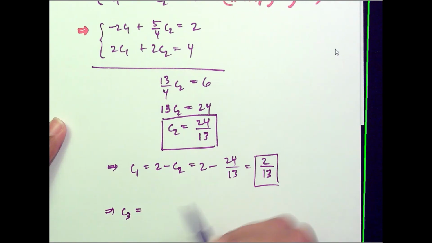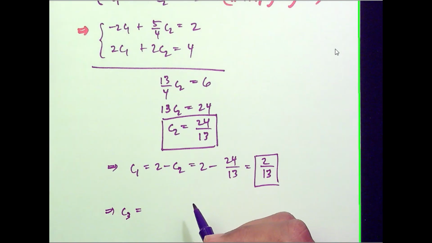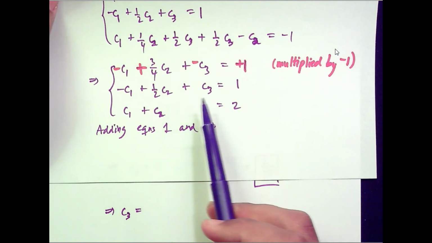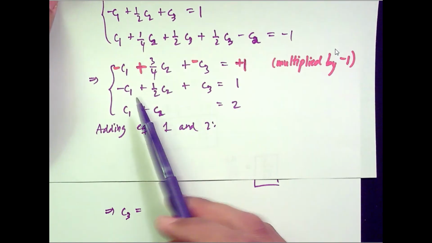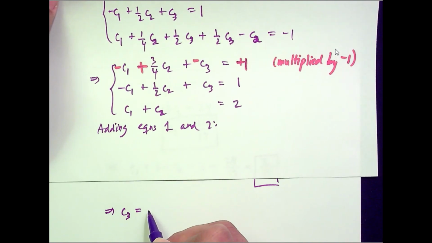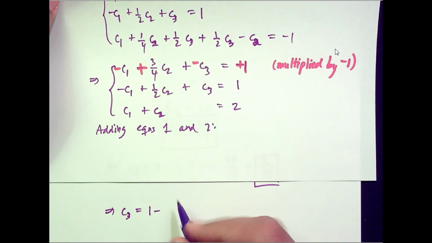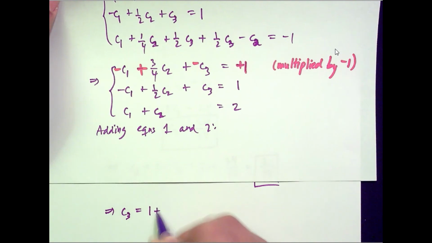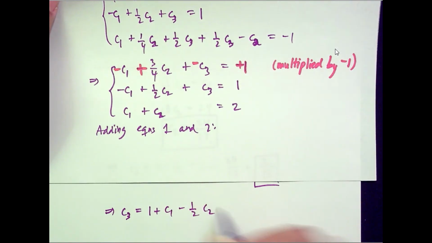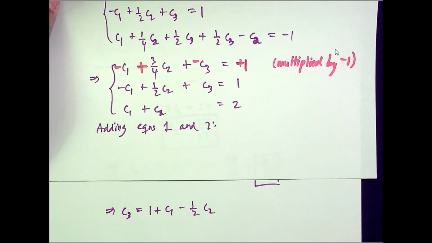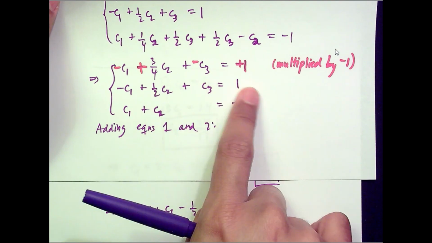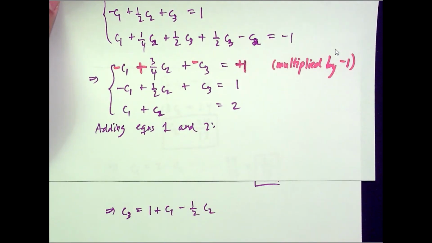We could use any of the equations, the one that looks the easiest. Let's see, which one is the one that looks the easiest? This one looks easier. So moving the C1 and the C2 to the other side, we can get that C3 equals 1 minus... I'm using the second one. C3 equals 1 plus C1 minus 1 half C2.